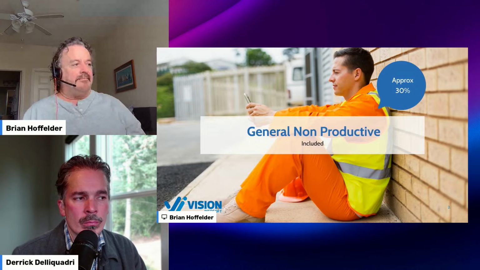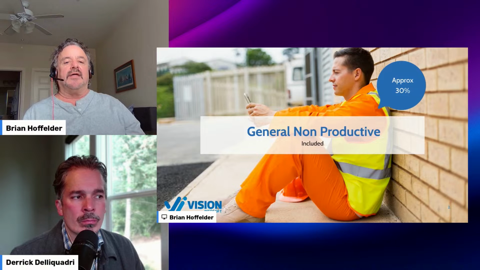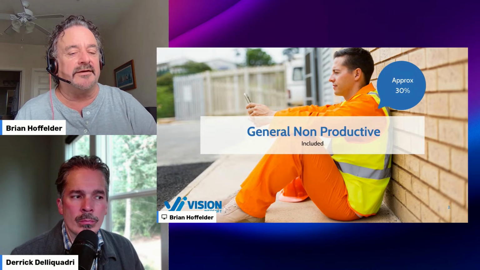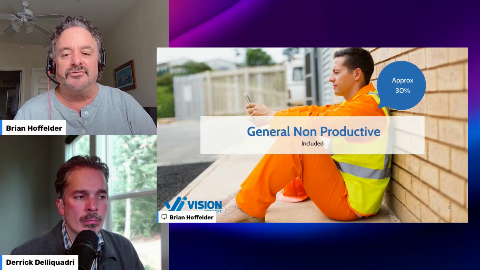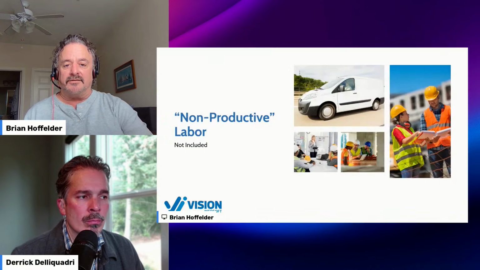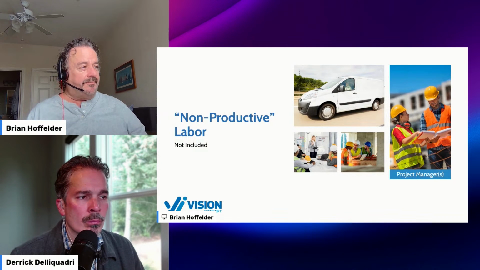Now, when we talk about labor hours, what's included, what isn't? What I like to call general non-productive, that's already included. We allocate about 30% of the hours on a job to general non-productive. So if the program says it's going to take 1,000 hours for the job, then we've already allocated 300 hours for general non-productive, and that's things like project managers.